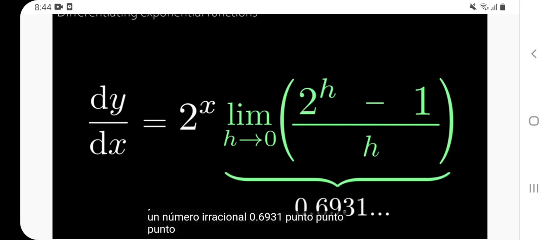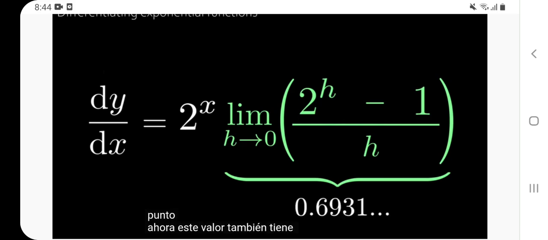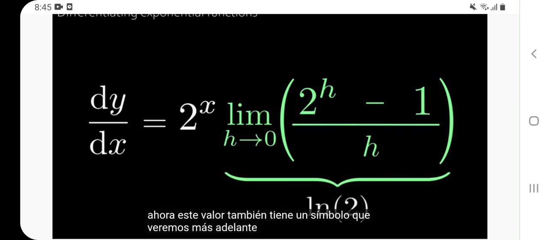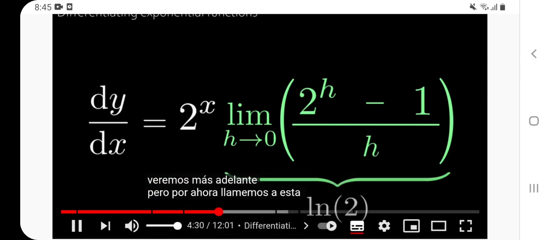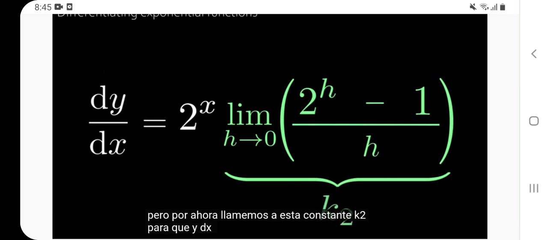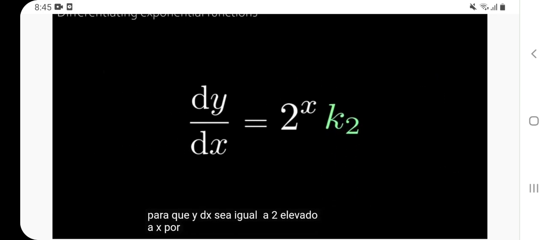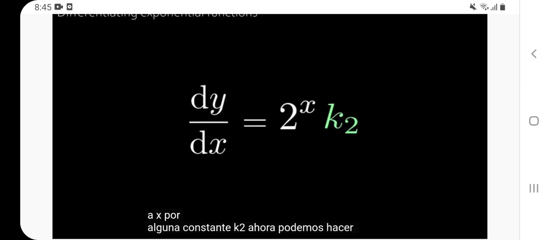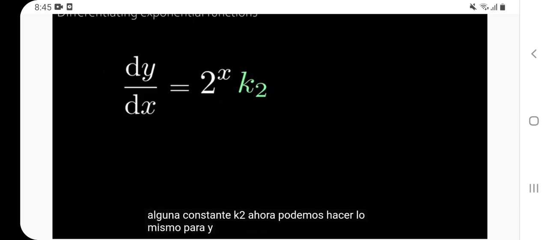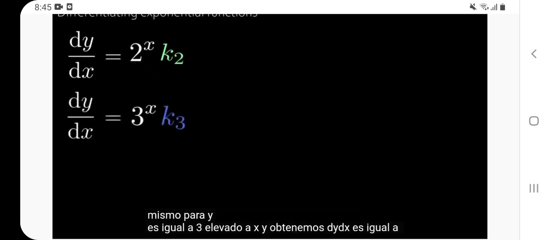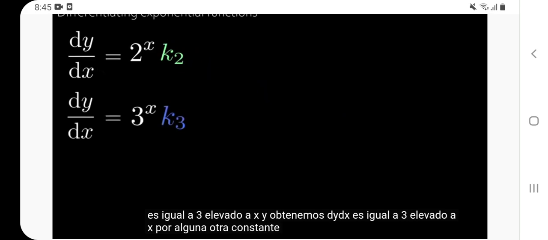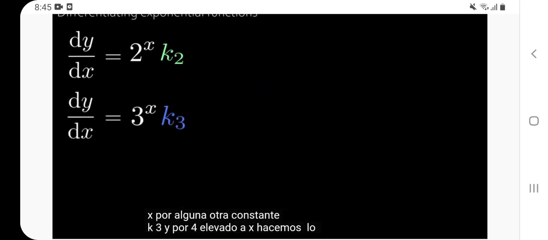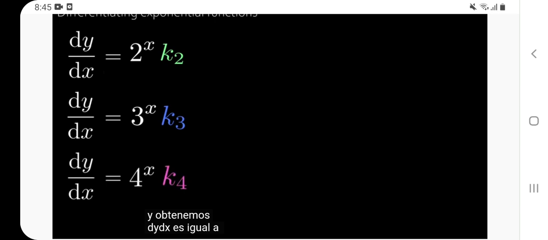Now, this limit we can actually calculate, and we get some irrational number, 0.6931... Now, this value also has a symbol which we will see later, but for now let's call this constant k2. So dy/dx is equal to 2 to the power of x times some constant k2. Now we can do the same for y equals 3 to the x, and we get dy/dx is equal to 3 to the x times some other constant k3. And for 4 to the x we do the same thing, and we get dy/dx is equal to 4 to the x times some constant k4.